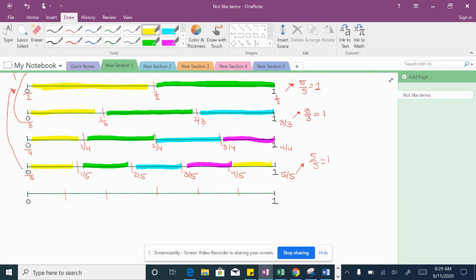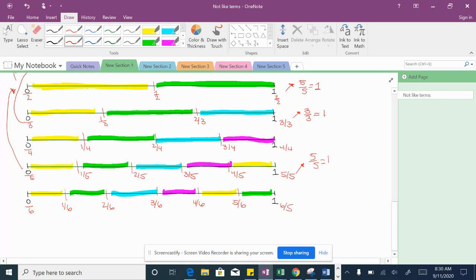This last one, same thing. We have 1 part, 2 parts, 3 parts, 4 parts, 5 parts, and 6 parts. So our denominator is 6. Tenemos 6 partes en total. Entonces el denominador es 6.